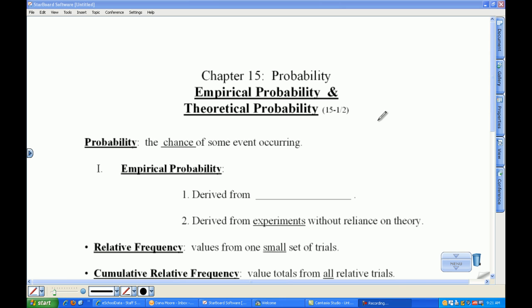Hello ladies and gentlemen, welcome to Chapter 15, Probability. Today we're going to be talking about empirical probability and theoretical probability. This is Chapter 15, Section 1, and also Section 2.